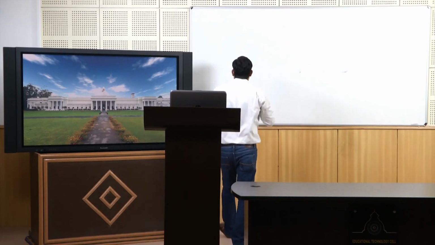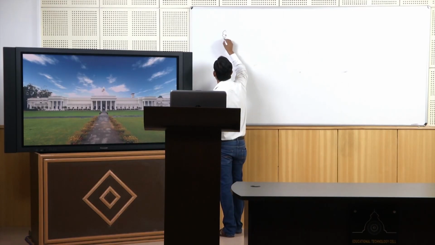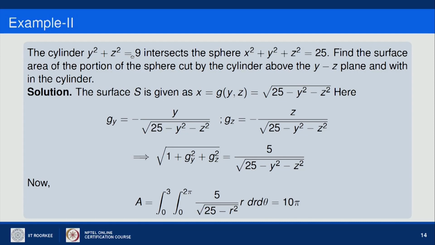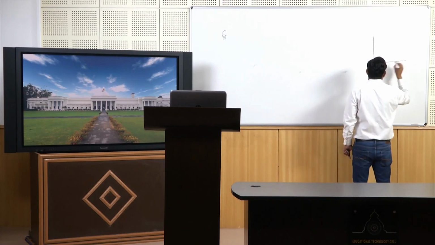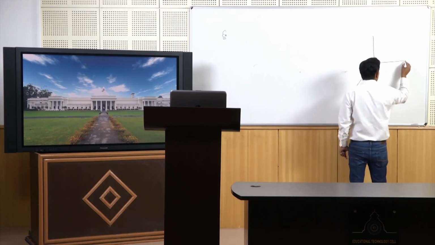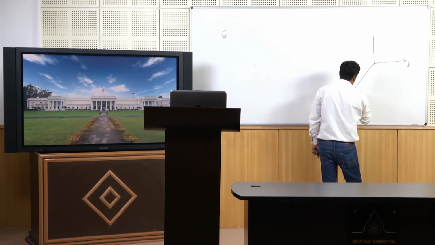Let us take another example. The example is like this: the cylinder y square plus z square equals 9 intersects the sphere x square plus y square plus z square equals 25. Find the surface area of the portion of the sphere cut by the cylinder above the yz plane and within the cylinder. So basically what I am having, let us say y z.